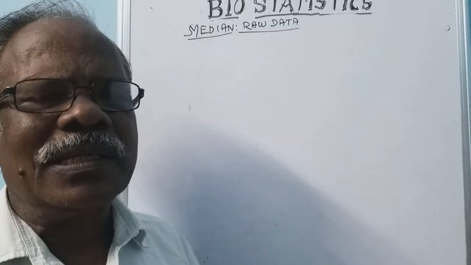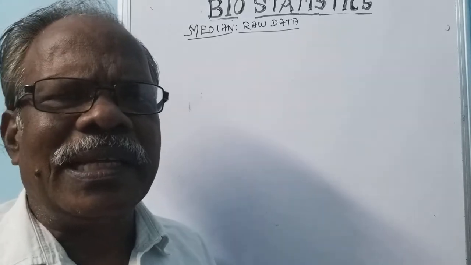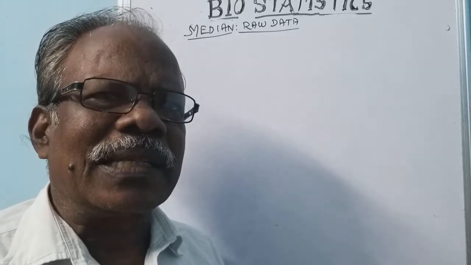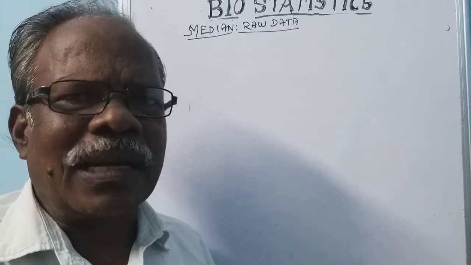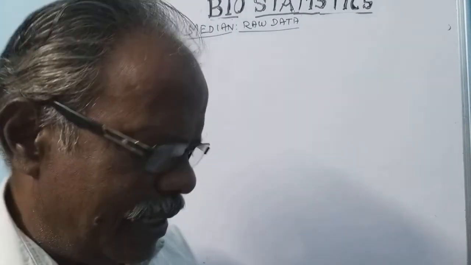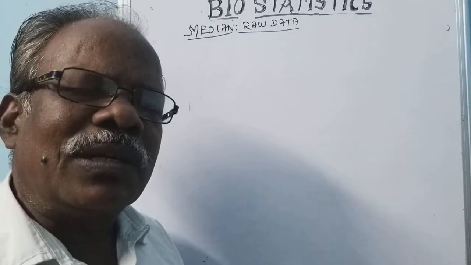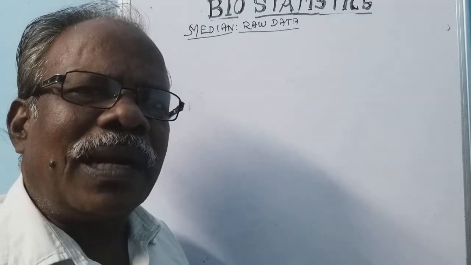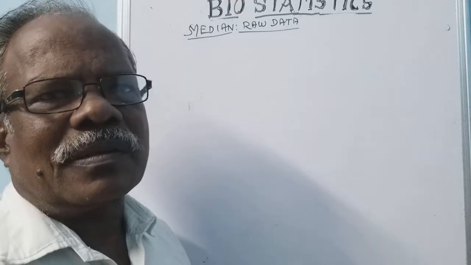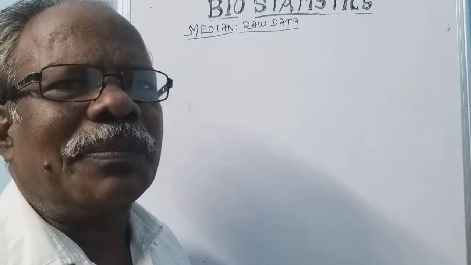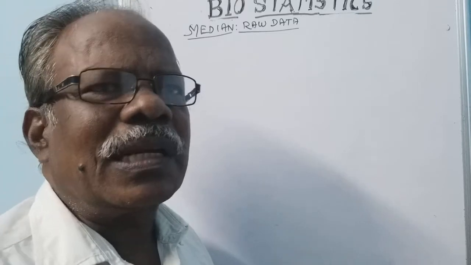Raw data means without representing any correlation and other things. A simple data, only one data is taken, that is called raw data. So now in that raw data we will be seeing about the median of even number and median of odd number. Even number means rettai padai, odd number ottrai padai. We are going to see how it is going to behave.